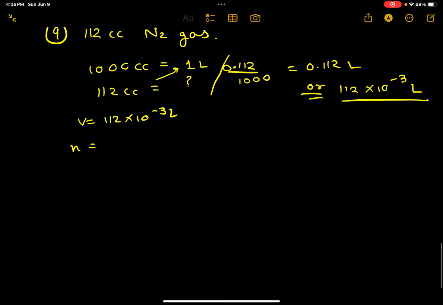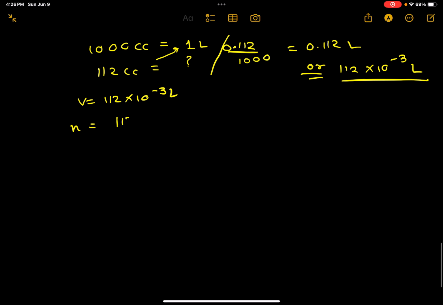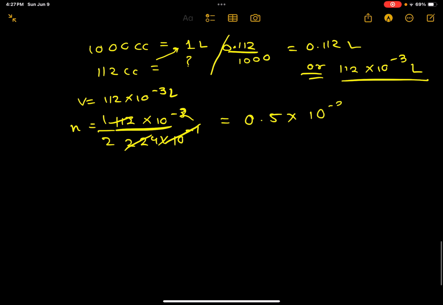And now the number of moles is equal to 112 times 10 to the minus 3 upon 22.4, which is equal to 224 times 10 to the power minus 1. Minus 1 becomes plus 1, so this is minus 2, and this right here is 0.5, equal to 0.5 times 10 to the power minus 2, which is equal to 0.005 moles.